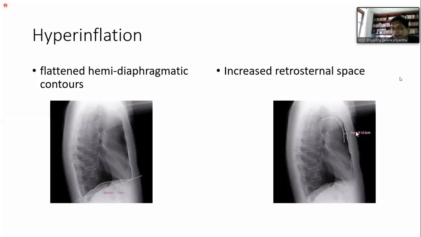In a lateral view, again, retrosternal air space. That means you get the manubrium sterni there, right? From just below the manubriosternal joint, you measure the distance between the posterior margin of the manubrium and the aortic arch. The aortic arch is there. The gap between the aortic arch and the posterior surface of the manubrium sterni should be less than 2.5 centimeters. If more than 2.5 centimeters, again that indicates hyperinflation, right?